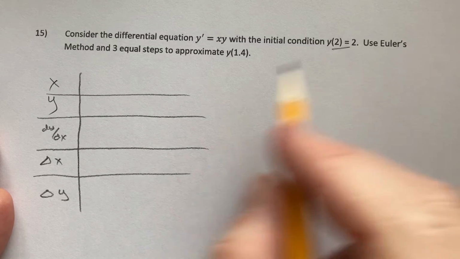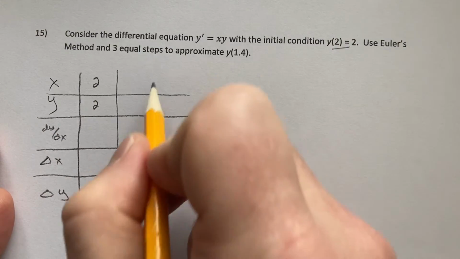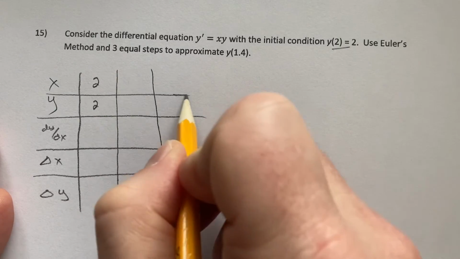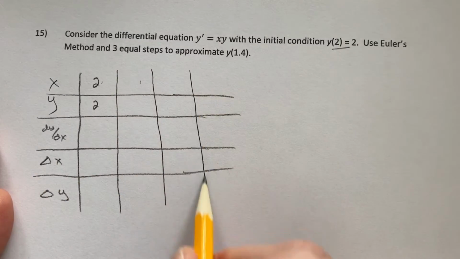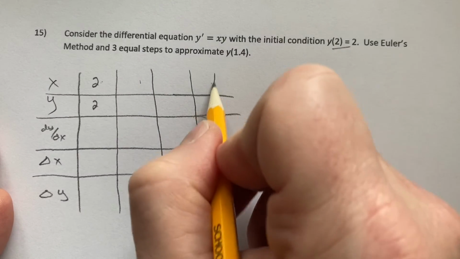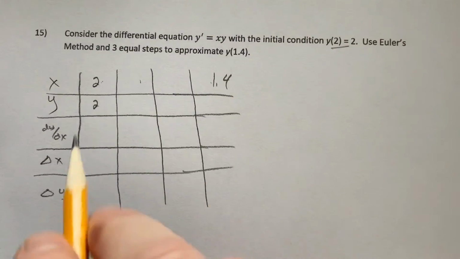Initially, we're at the point 2, 2, so 2, 2. All right, and what we want to get to is in 3 steps. So we're going to go 1, 2, 3. We want to get to 1.4. Okay, now it didn't tell us the size, so we got to figure that out.